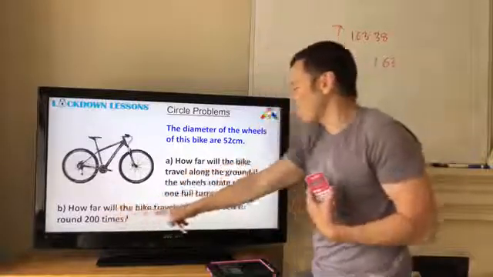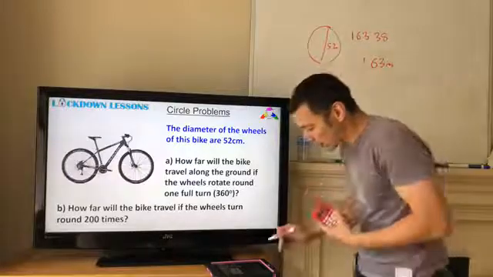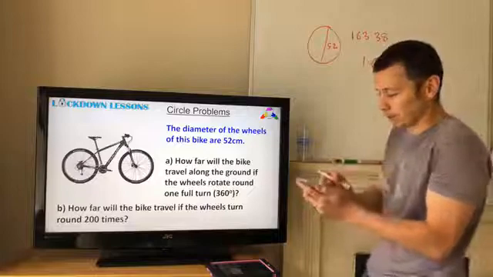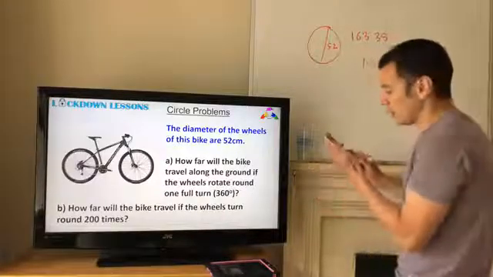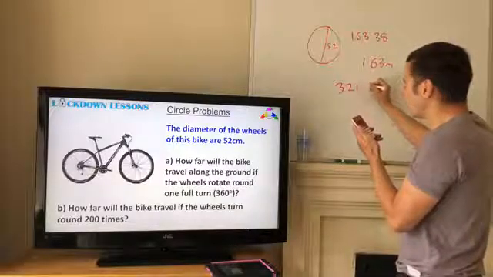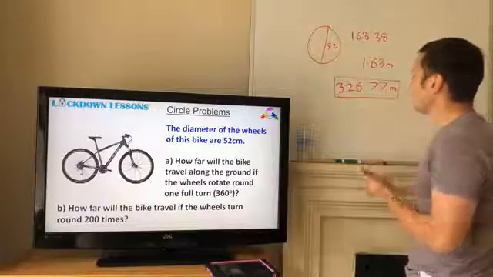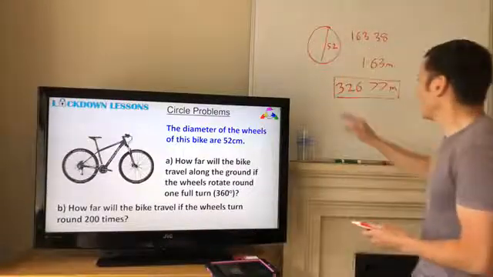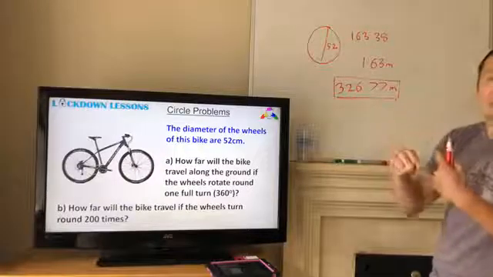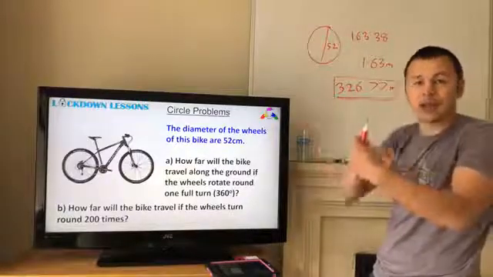Then it says, how far will the bike travel if the wheels turn around 200 times? So you are going to have to times that by 200, aren't you? We're going to have to times that by 200, which gives us 326.77 metres. Okay? So when you're travelling on a bike, if you go 326 metres, which is quite a long way, your bike wheels have turned round 200 times. And that's how a bike works.